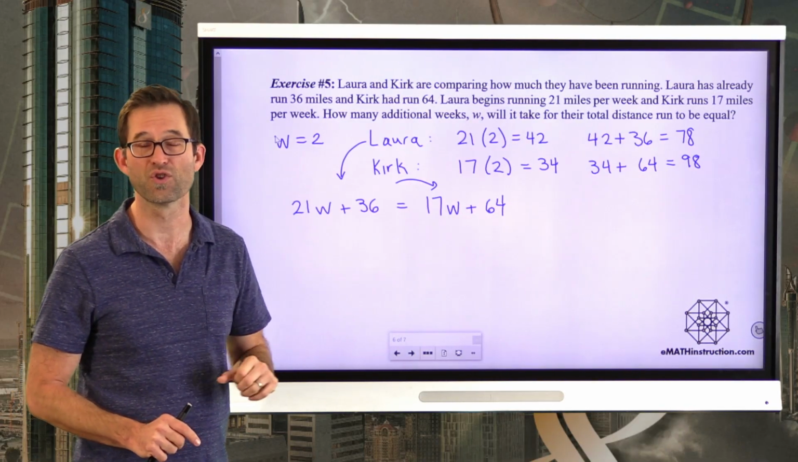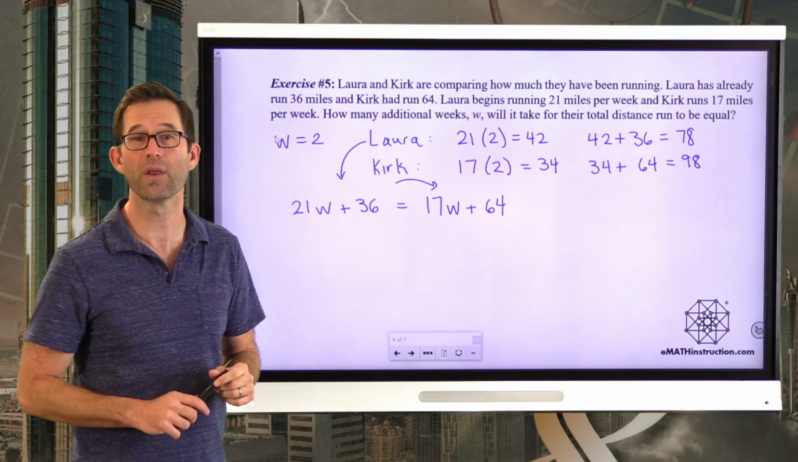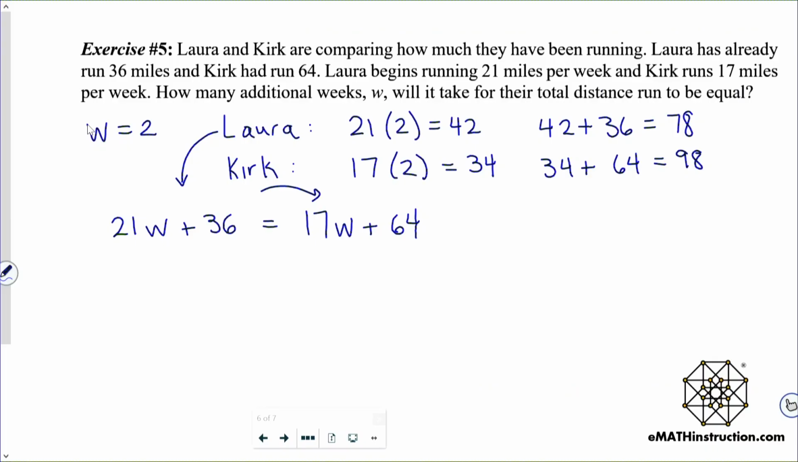But solving this equation should be pretty simple. Pause the video now and go ahead and do so.